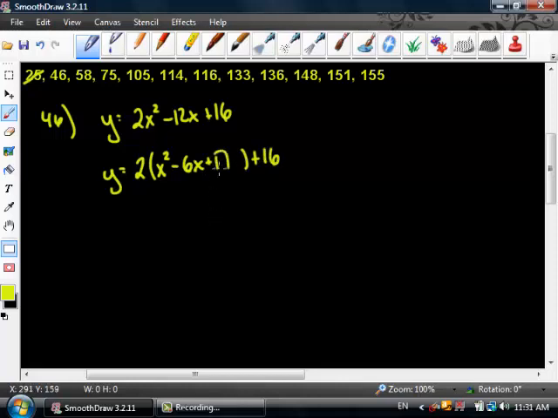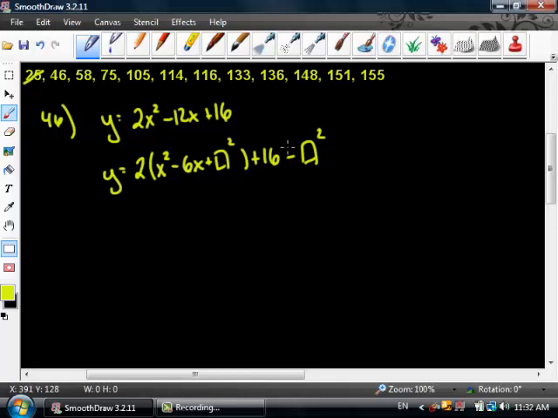From here, I'm going to add the box. Now, if I add the box on one side of the equal sign, I end up having to add the box on the other side of the equal sign. But I end up having to subtract the box anyway, so I'm just going to go ahead and subtract the box on the other side of the equal sign.